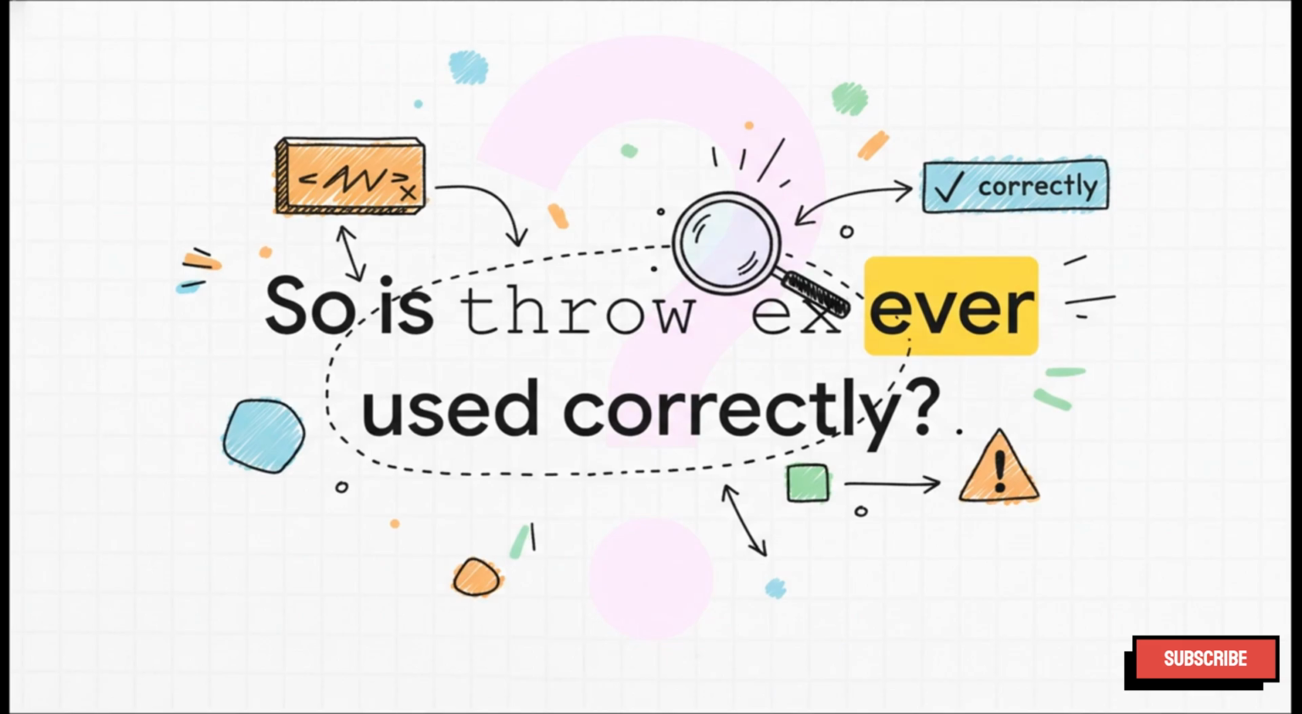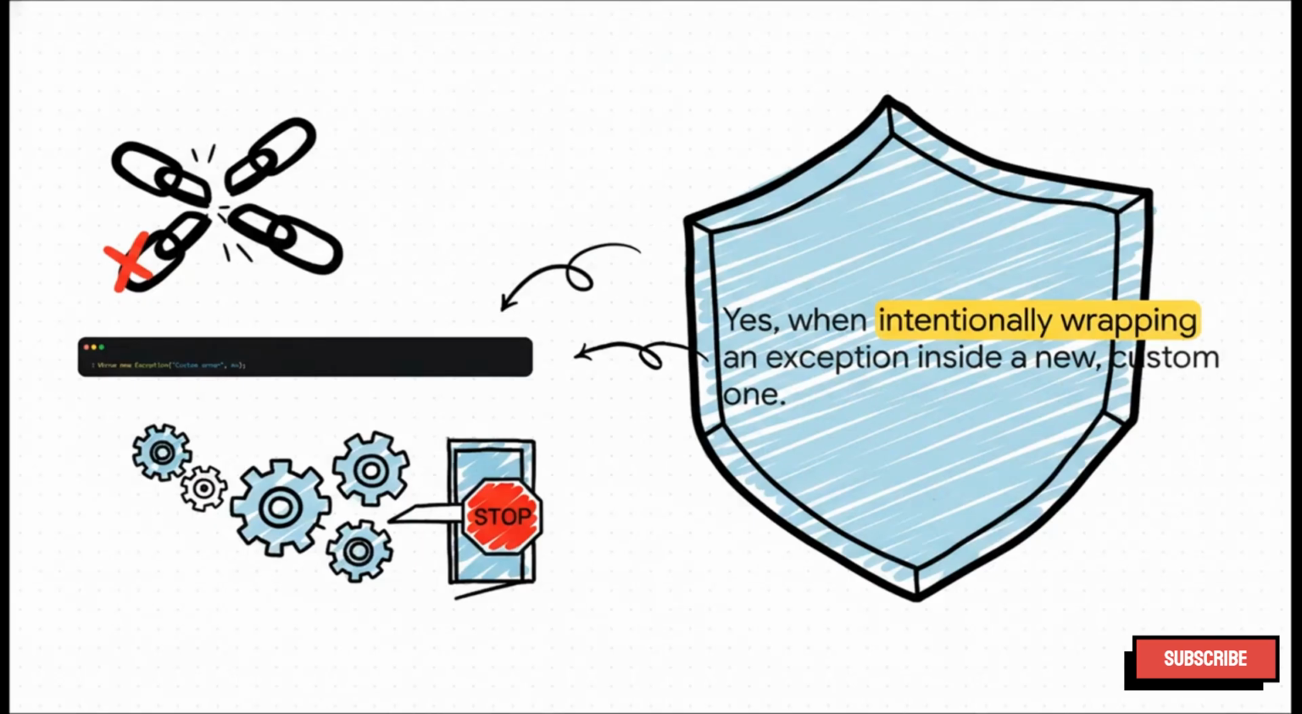Okay, so right about now, you're probably thinking, well, is there ever a good reason to use throw x? And that's a great question. The answer is yes, but it's very rare and it has to be done in a very specific, intentional way. The only time this pattern is really correct is when you're intentionally wrapping the original exception inside a new, different one. See the syntax here?